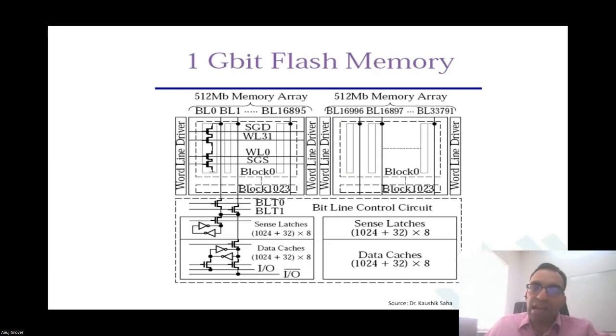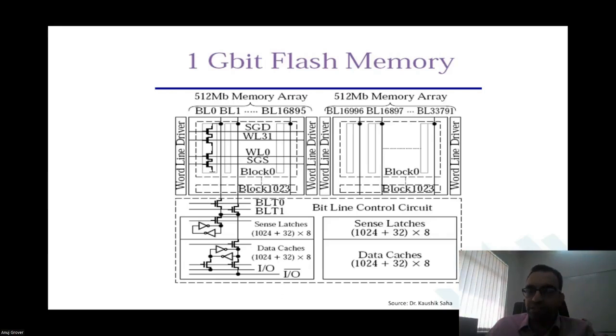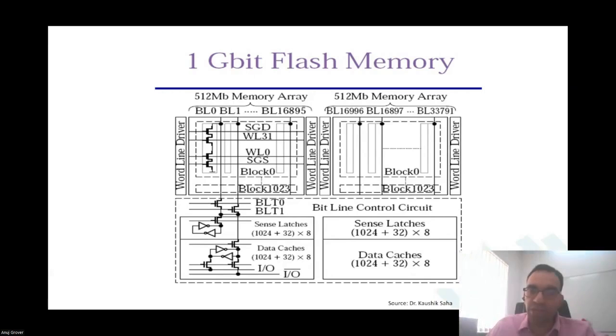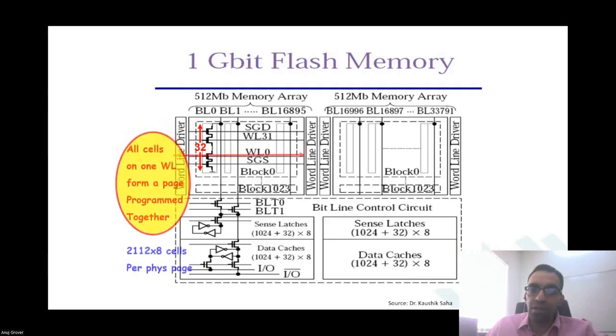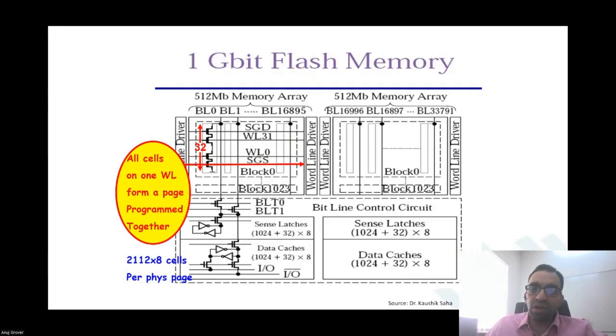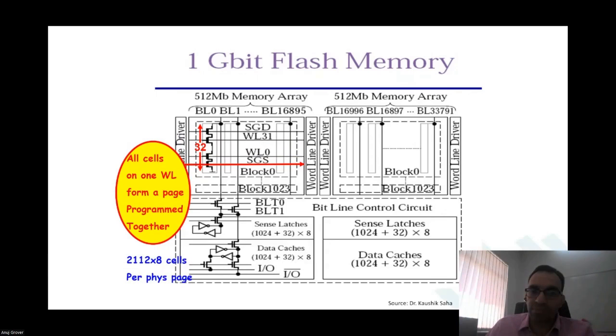Suppose your memory cell had 32 cells in it. So the block will have 32 cells. And the block would have 32 words. Okay. So this is 32 then. Each block, there are 32 words. All cells on one word line form what is called a page. All of them will get programmed together.